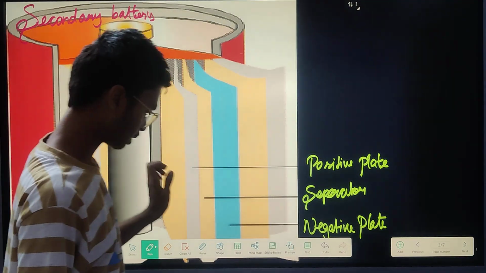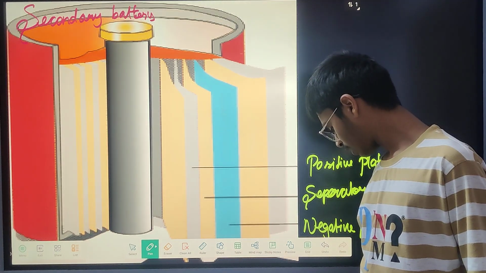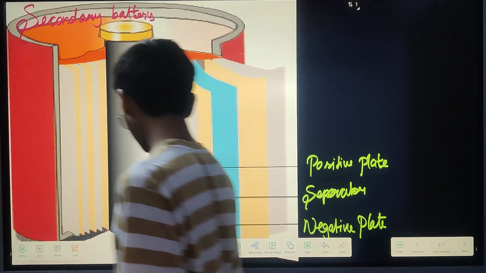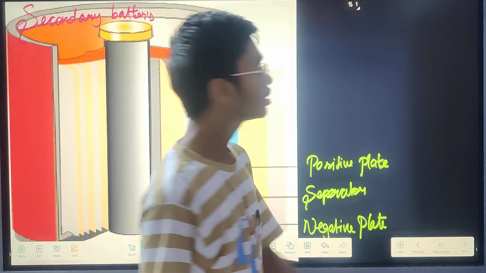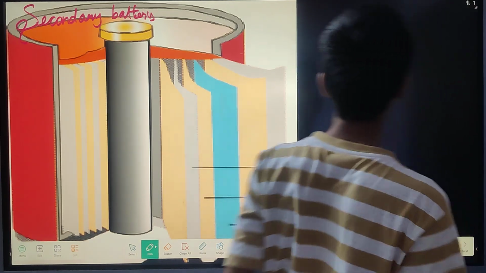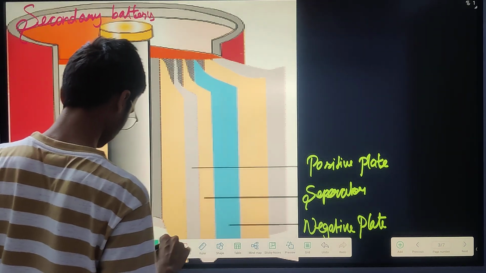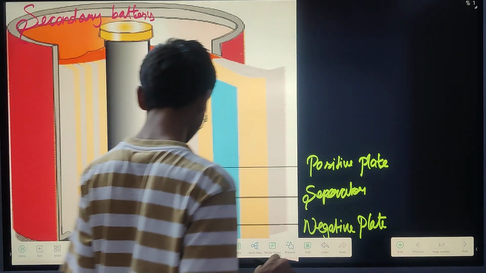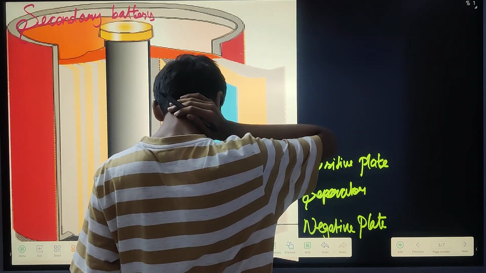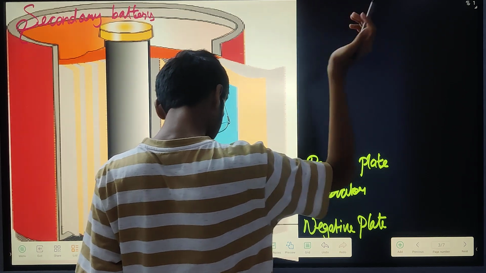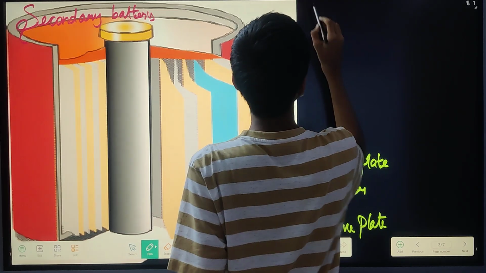Here we are going to discuss two different types of secondary batteries. The first is the lead storage battery, and the second one, which is very costly, is nickel cadmium. These two are going to be discussed. In that secondary battery, what is it? It is nickel cadmium. No, we are going to discuss the lead storage battery first.